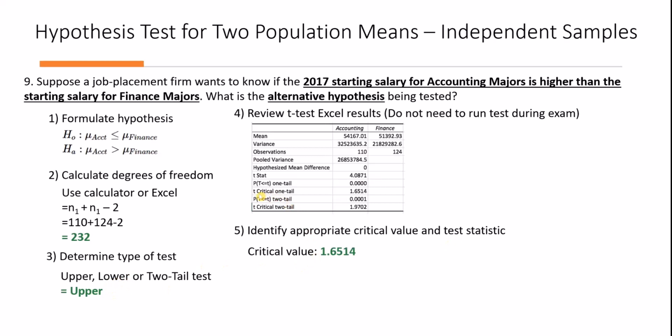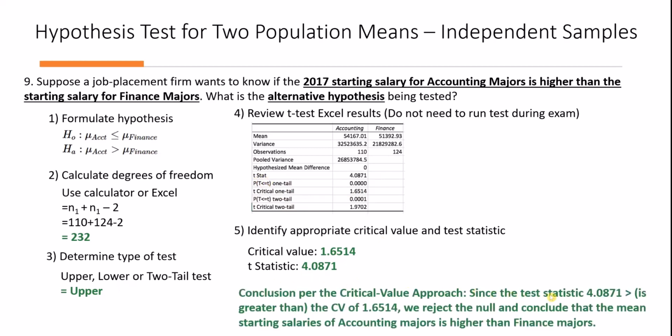For the critical value, we're going to come down here to get the t critical value for a one-tailed test. And that's going to be 1.6514. And then our t-test statistic, or t-stat, as it's abbreviated in the output, is 4.0871. Since the t-test statistic is greater than the critical value of 1.6514, this is in our rejection region, and we reject the null, and we do conclude that the mean for accounting majors is higher than finance majors.